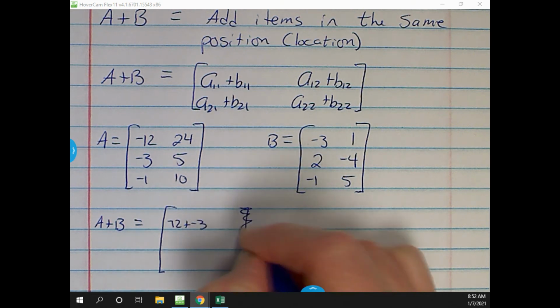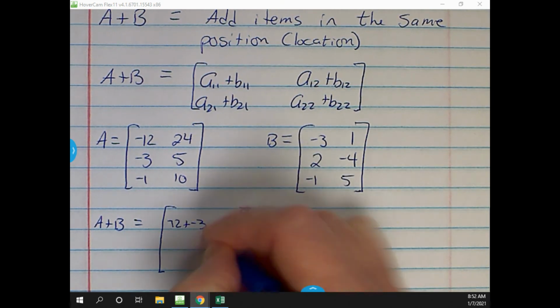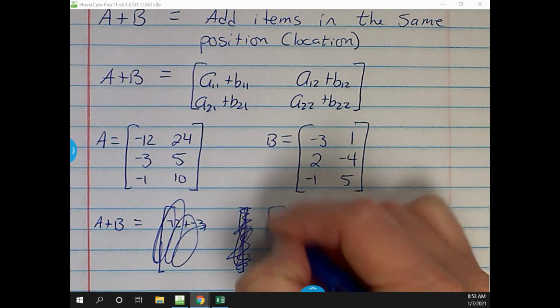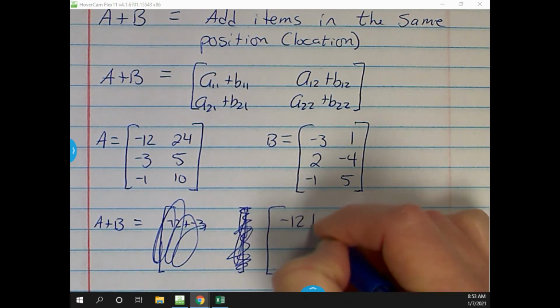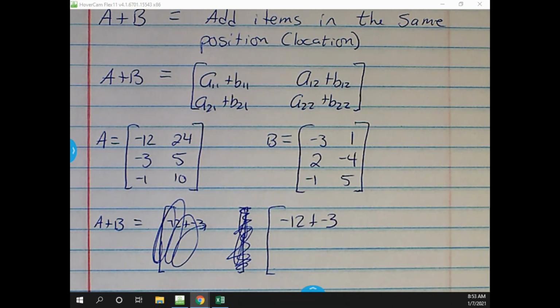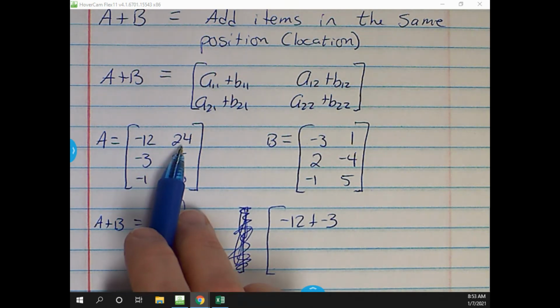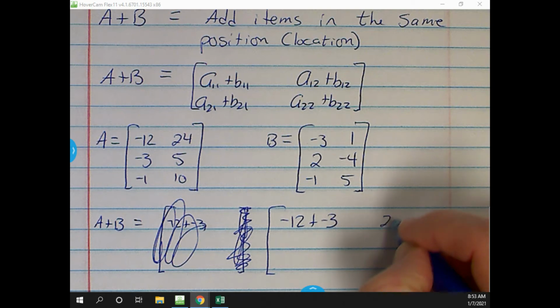Made that a little too tight, I think. Let's just start this over because I messed that one up. Okay, so that'll be what we'll do. We'll take the top left-hand corner, add those two numbers together, and then the top right-hand corner will be 24 plus 1.